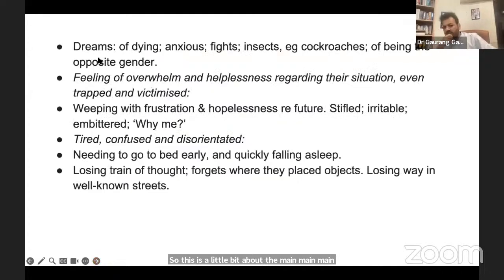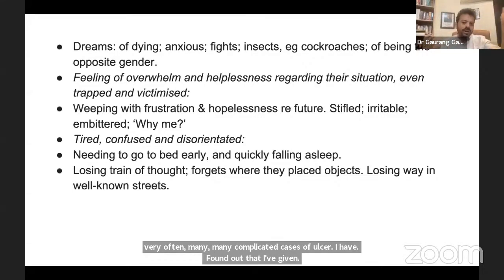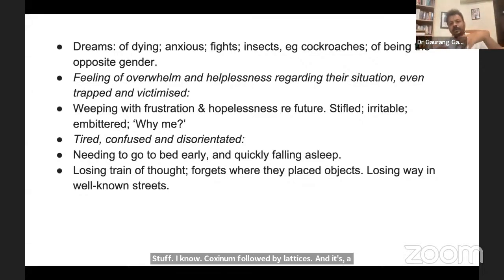One of the commonest dreams of Staphylococcinum is often related to insects, very interestingly. Dreams of insects, dreams of cockroaches, and also very sexual dreams. These dreams of insects are very interesting for Staphylococcinum. There's a lot of feeling of helplessness and even a feeling of, I am a victim. Why me? Why did this happen to me? Wrong suffered. And that's why it may look like snake remedies, like Lachesis. So very often, in many complicated cases of ulcer, I have found that I have given Staphylococcinum followed by Lachesis. And it's no coincidence that both have the feeling of being victimized and suffered wrong.